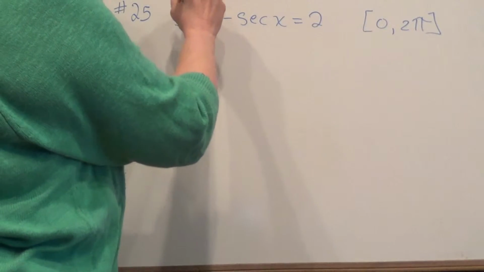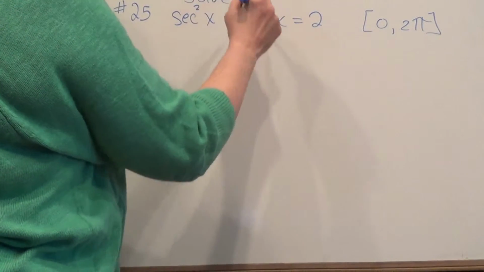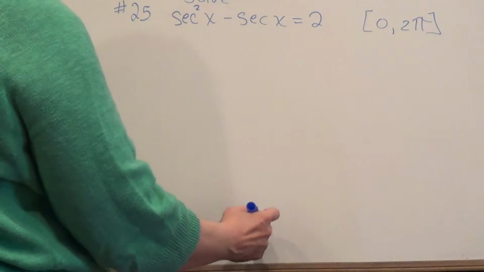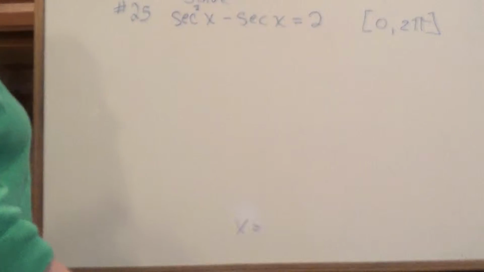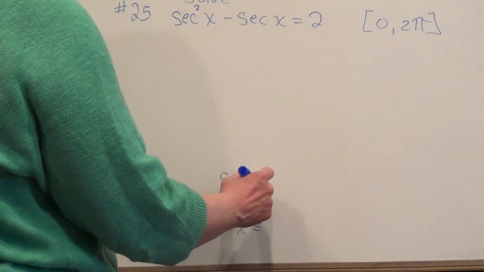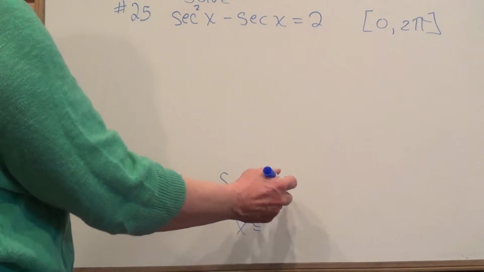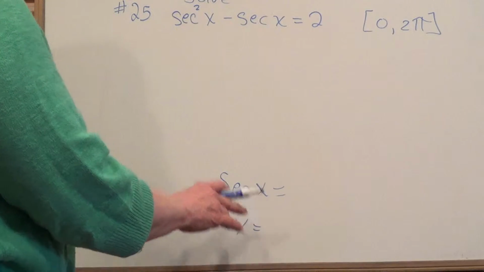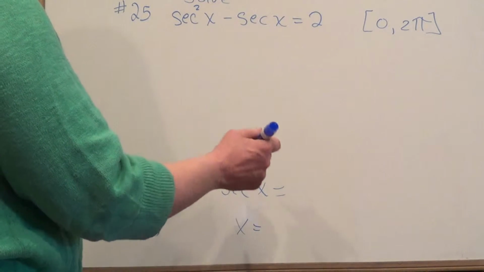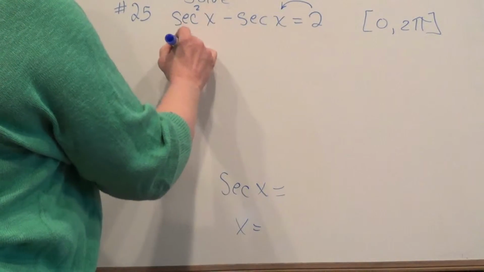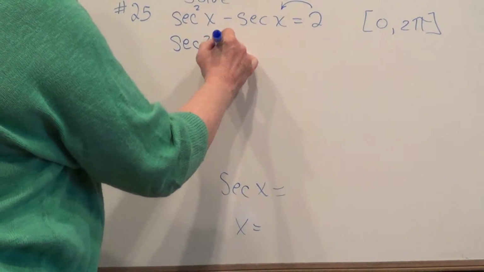When you're solving equations, you're looking for the value for x. So at the end of the story, way down at the bottom, we're going to get x equals something. So before we do that, we have to isolate secant x, so we get secant x by itself. To do that, and also we want everything equal to 0, I'm going to move the 2 over when we're solving.